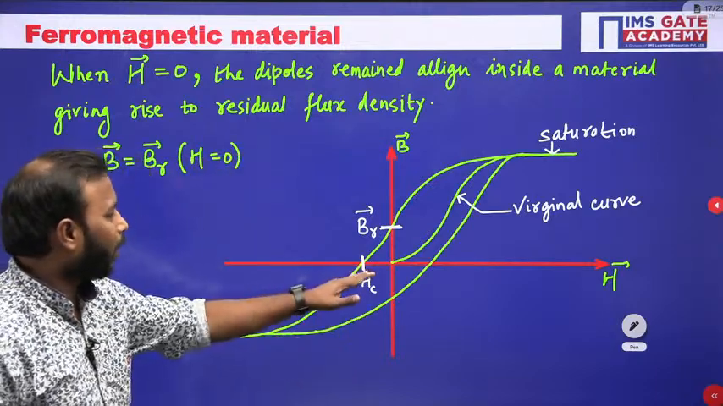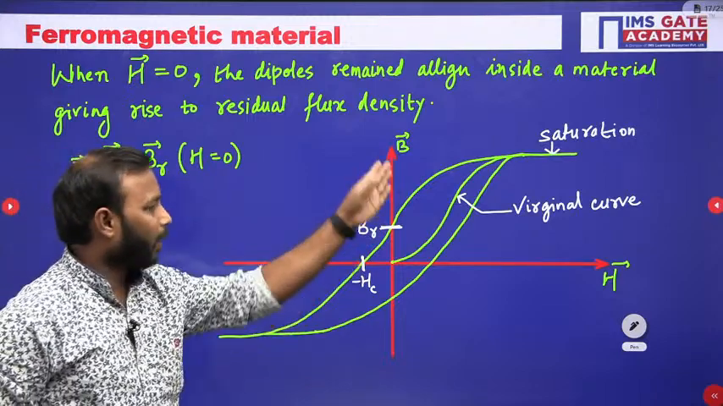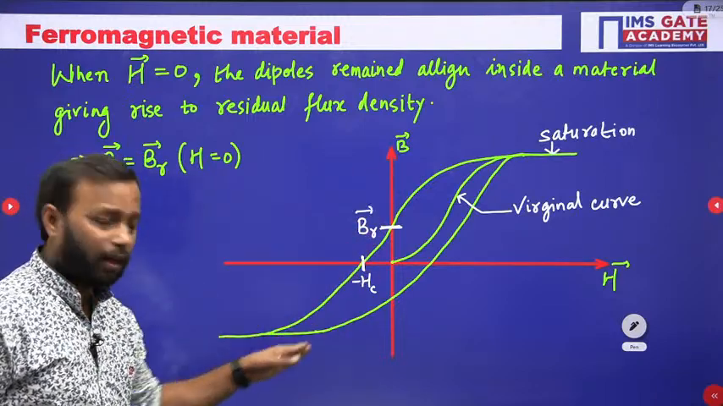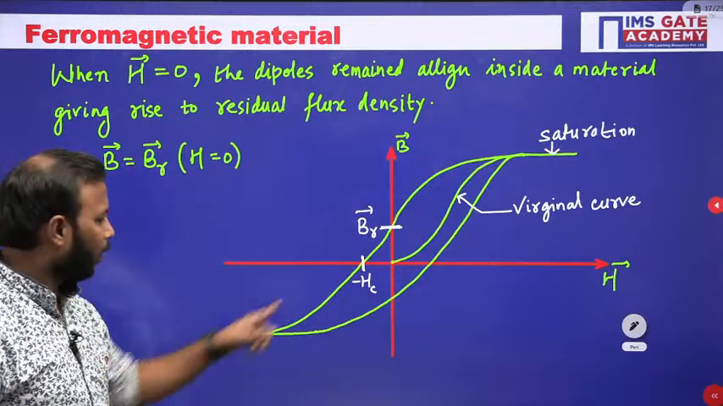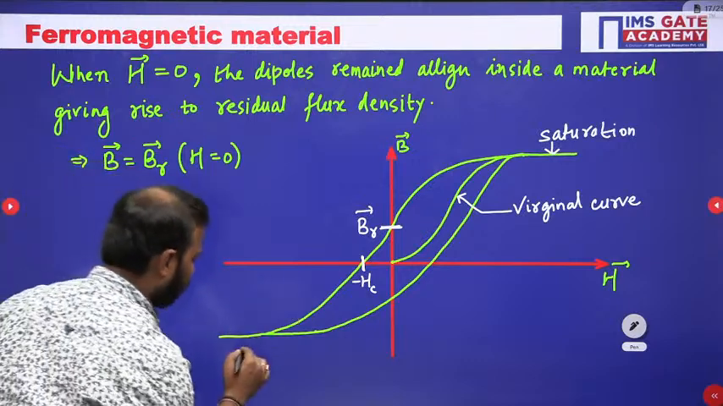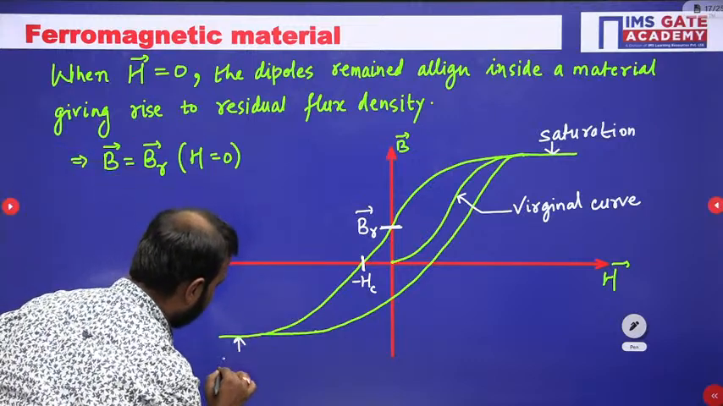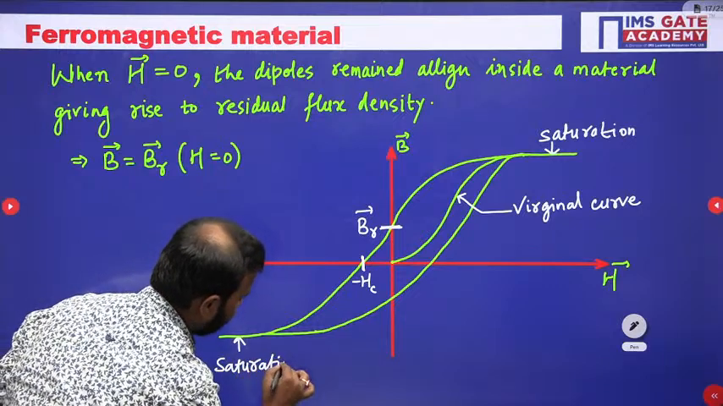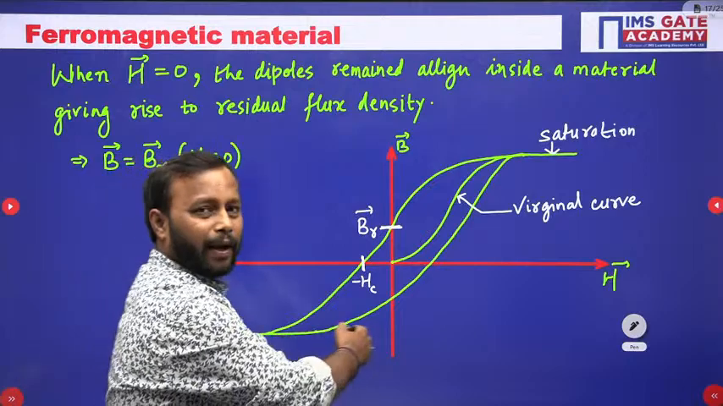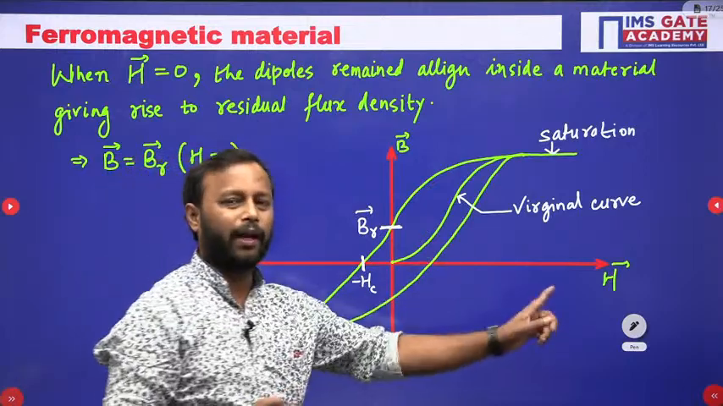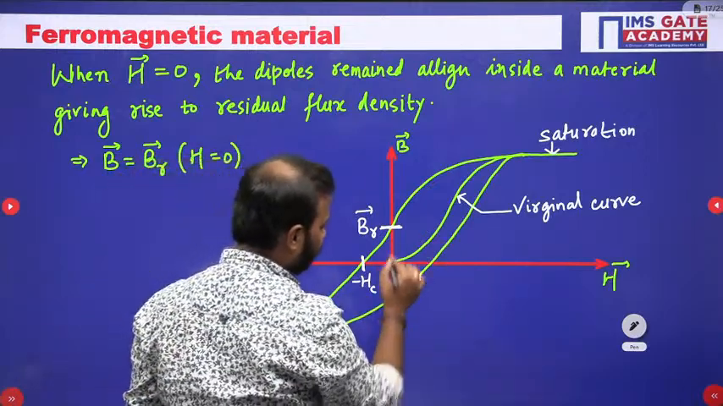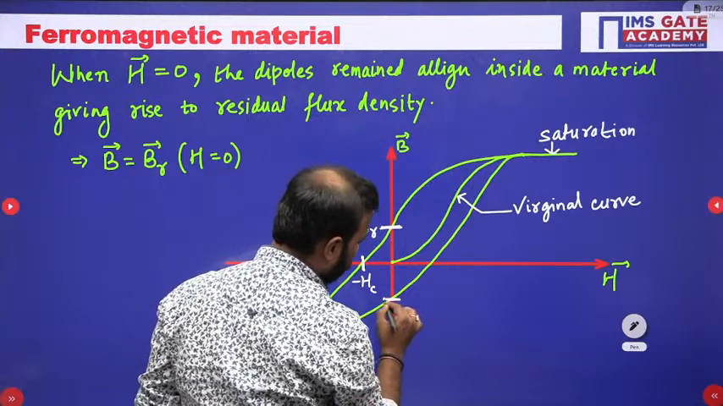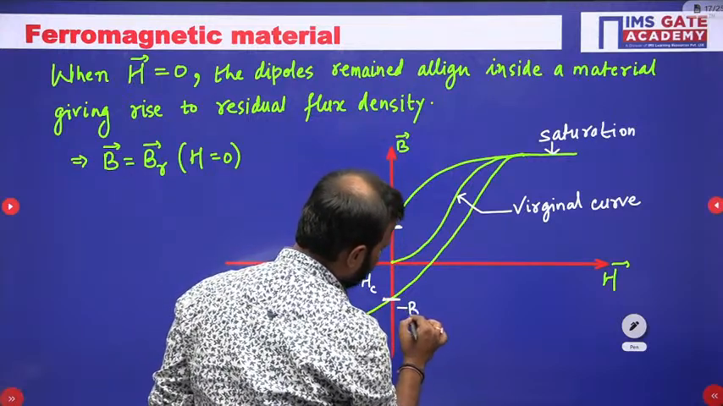Now, increase the H in opposite direction, your magnetic field is going to increase in reverse direction. ठीक है? Like this. And after some time, it again becomes saturated. Now, increase the magnetic field intensity in the positive direction, and at the point where H is 0, it is going to have minus BR.